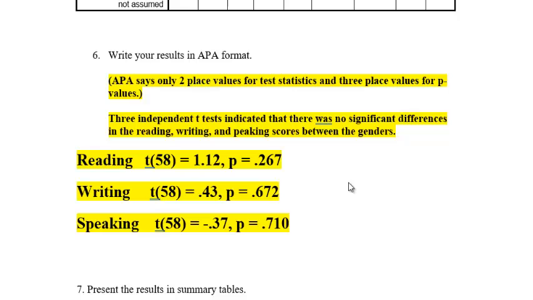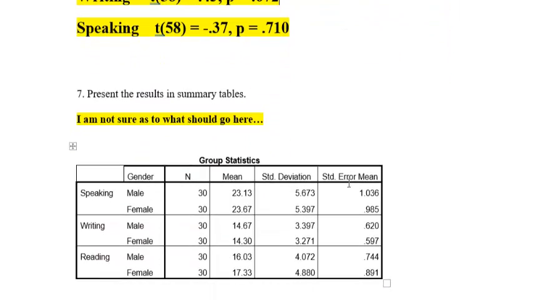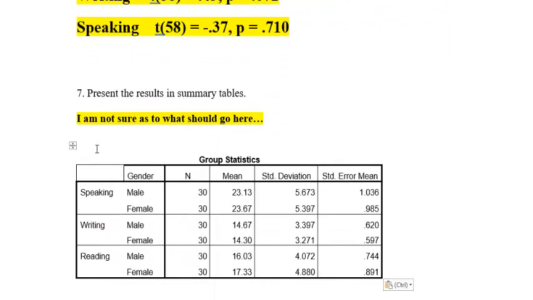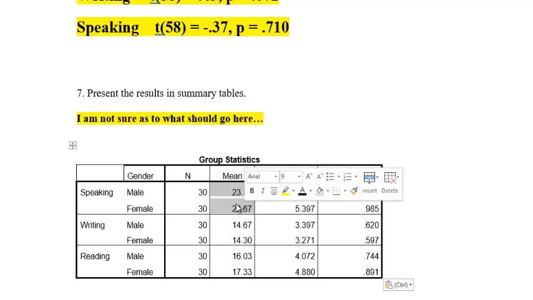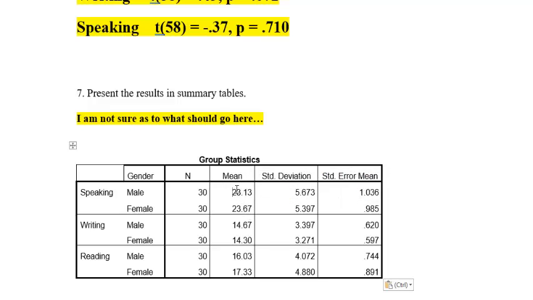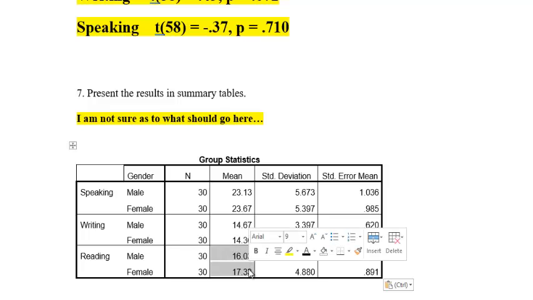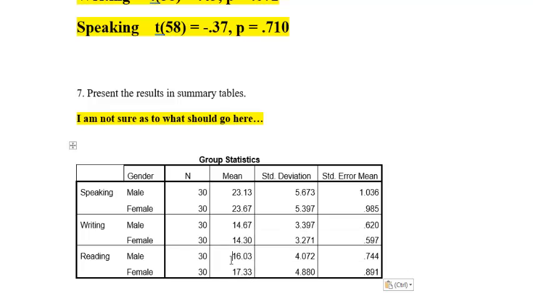All right, so present in summary tables. Not sure what he's looking for there. So I think I just put in the means and the standard deviations. And these are very helpful. Look how close these means are for speaking. They're both 23. So there's not going to be a significant difference here. There's not going to be a significant difference there because they're both 14. And this one, we're only talking like 0.3. That is a difference, but it's not significant. So that's what this is all about.